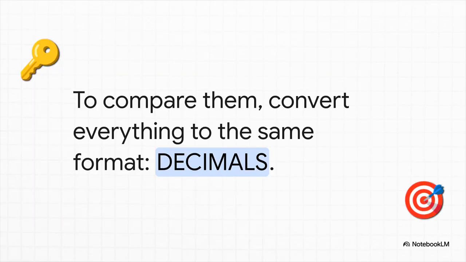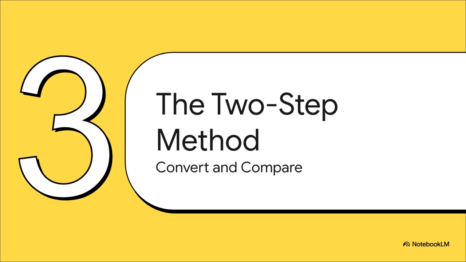So, what is this magical common language? It's decimals. That's the key right there. If you convert every number into its decimal form, you can line them up side by side and see their true values. It makes comparing them, well, incredibly simple. And the process for doing this is just beautifully straightforward. It's a simple 2-step method, and believe me, it works every single time.